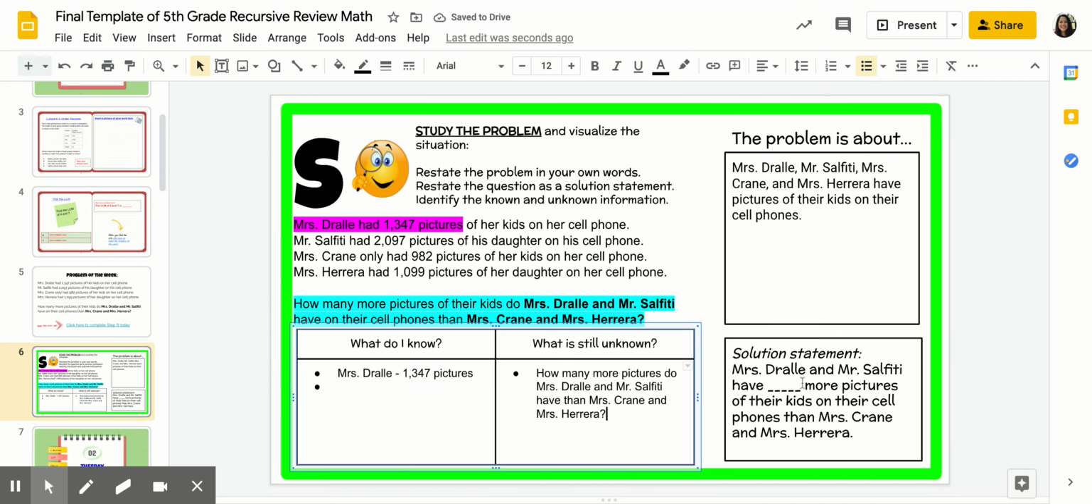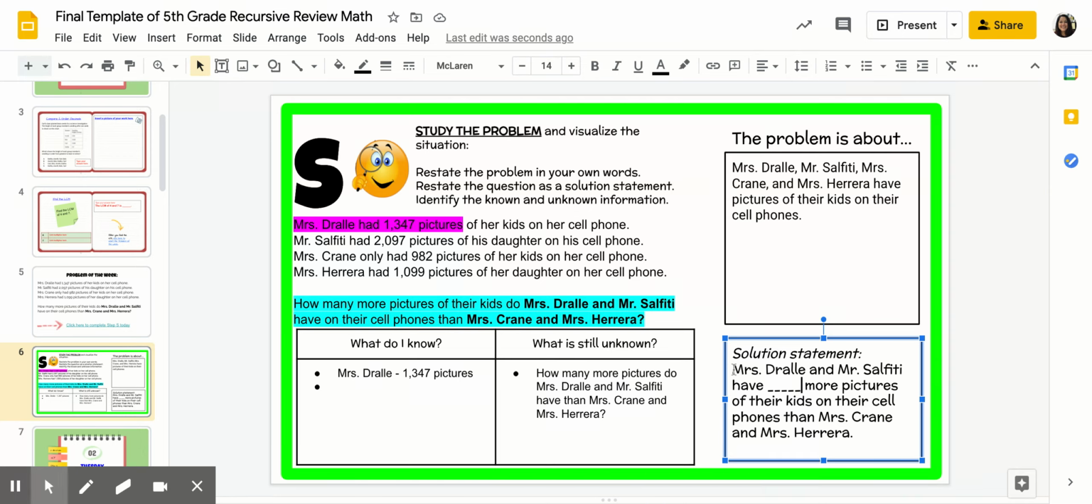The last thing you're going to want to do is come to your solution statement. Now, for the first few weeks, I'm going to write your solution statement for you, and all you're going to have to do is read it. After a few weeks, I'm going to start leaving it blank and have you type your solution statement in there. So for now, let's just read the solution statement.